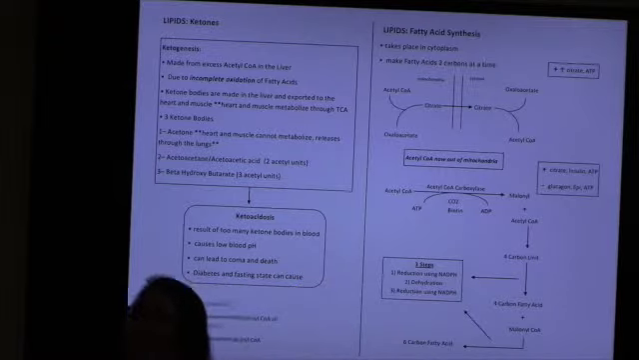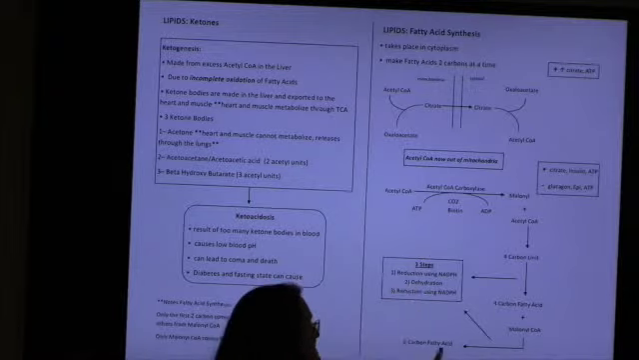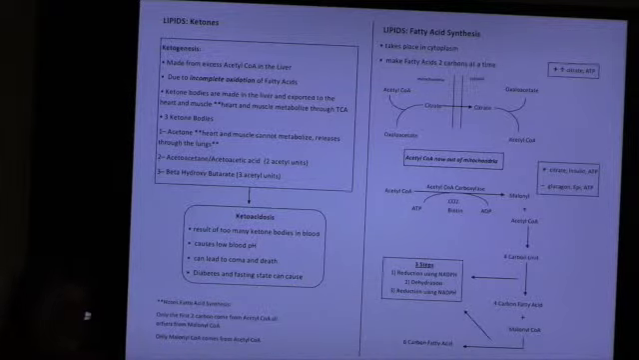From this point on, every time we add a 2-carbon unit, it's going to come from malonyl-CoA. Okay? And every time we add a 2-carbon unit, we're going to have to go through these 3 steps again to make it a fatty acid, until we've made the length of the fatty acid we want.